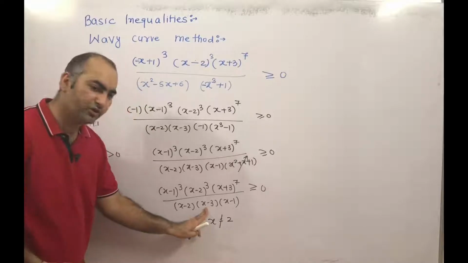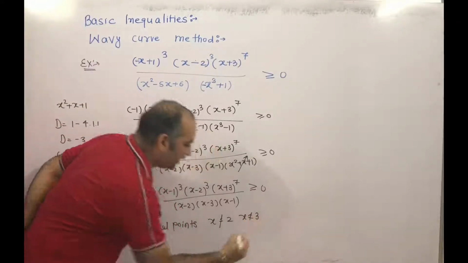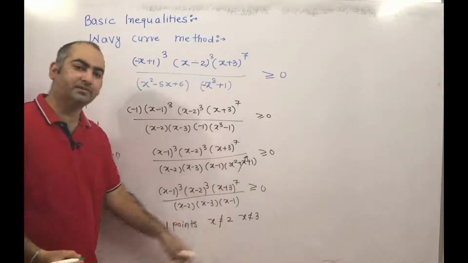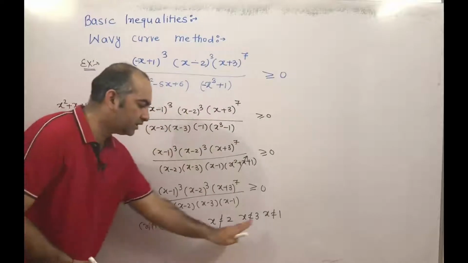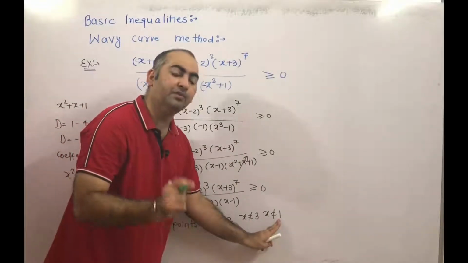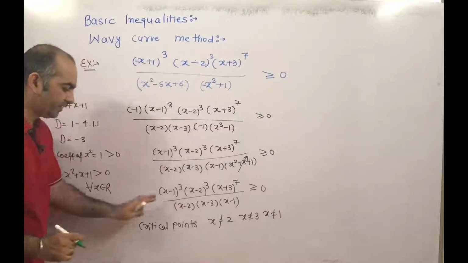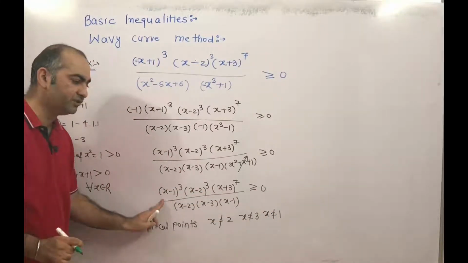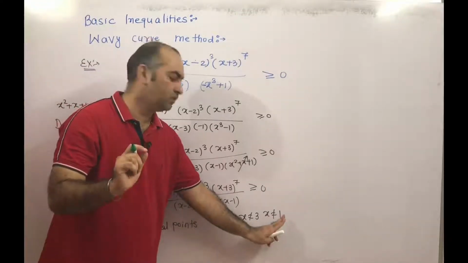Similarly x equal to 3, denominator will become 0, so x should not be 3. And x equal to 1, denominator will become 0, so x should not be 1. So 1, 2, 3 are the critical points. But x value should not be 2, should not be 3 and should not be 1. Similarly numerator: x equal to 1, numerator will become 0, but x equal to 1 is in the denominator also. So x is not equal to 1 only will come.